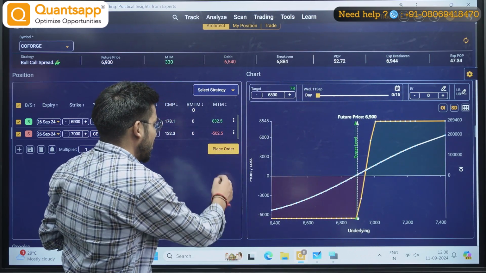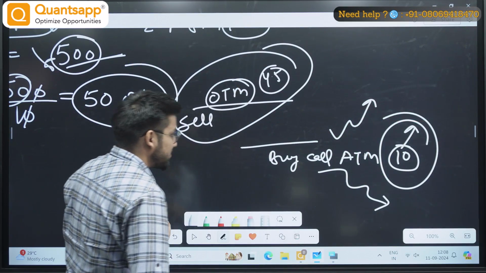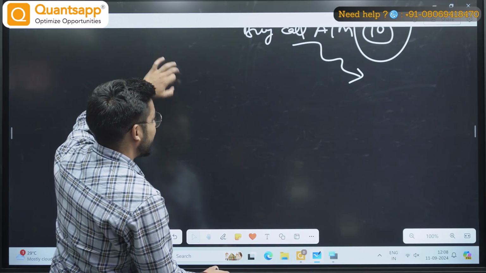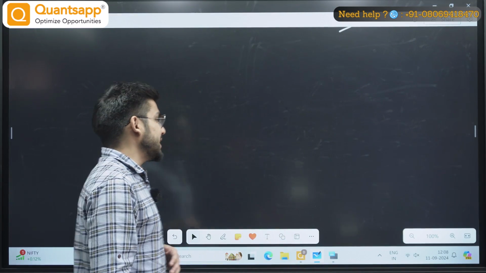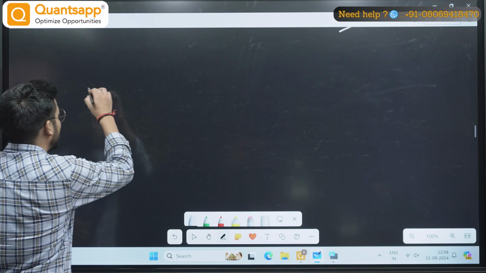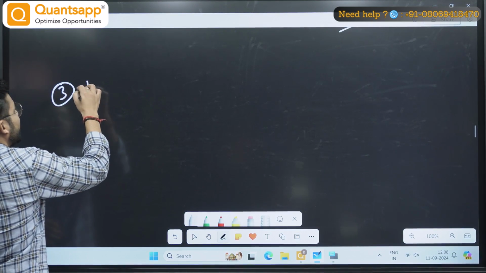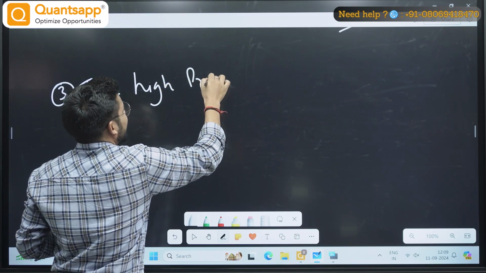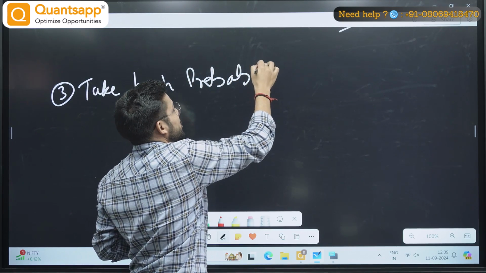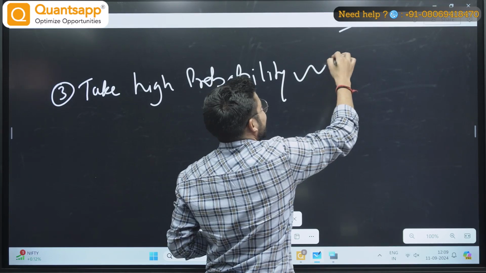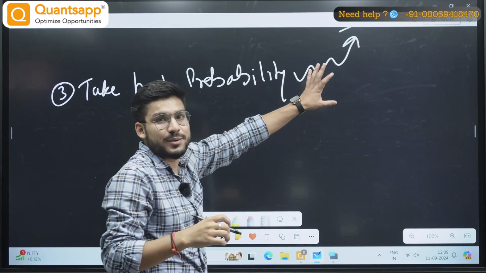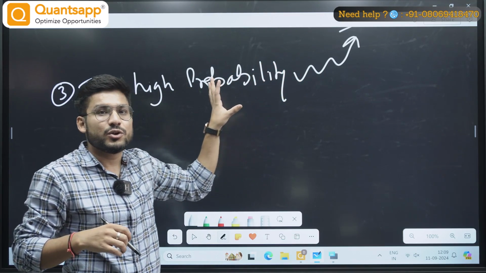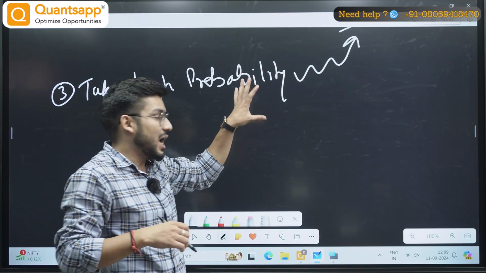Now the third point when you are trading with small capital is that you should trade with high probability trades. Always take high probability trades. What does it mean? It means selecting those stocks which have a high probability of going in the particular direction of your sentiments. If you are making a bullish scenario, those stocks should be highly probable stocks. Right? How can you do that?